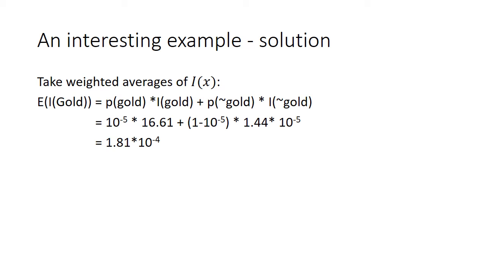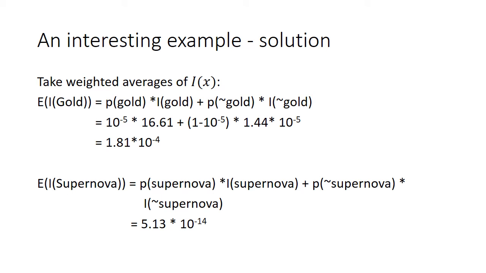So the expected value of the information conveyed by that event is the weighted average of the information conveyed by gold and not gold. And for taking that weighted average, we need to multiply them by the respective probabilities and take a summation. It's a very simple application of how we compute expected averages. And that comes out to be 1.81 times 10 to the power of minus 4. Similarly, we look at the expected value conveyed by a supernova. Again, note that S here is capitalized. And the expected value of that random variable comes out to be 5.13 times 10 to the power of minus 14.